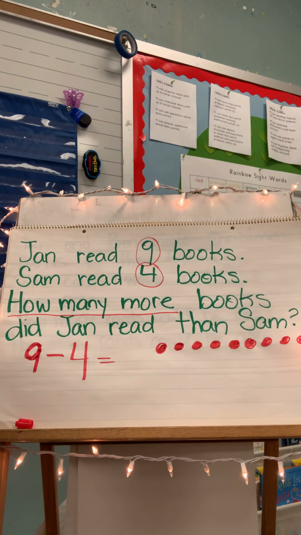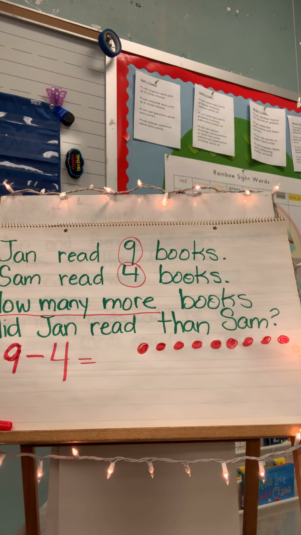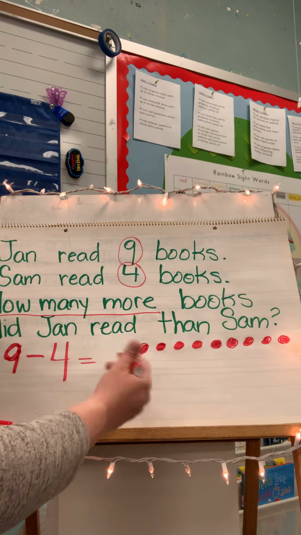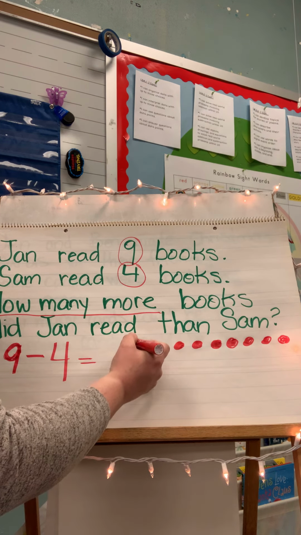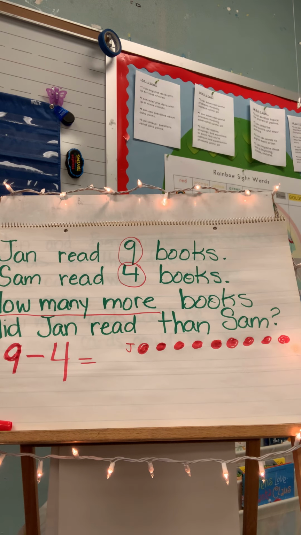Okay, are we still in frame, you think? Here we go. Okay, 1, 2, 3, 4, 5, 6, 7, 8, 9. That whole line right there is Jan's books. I'm going to put a J next to Jan's row.